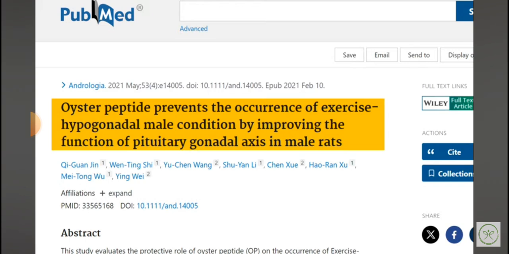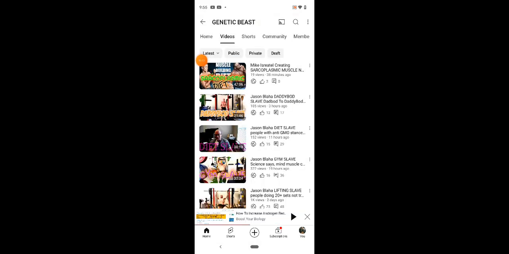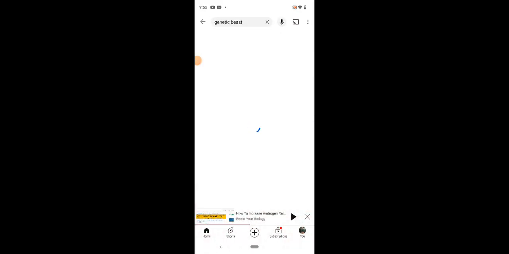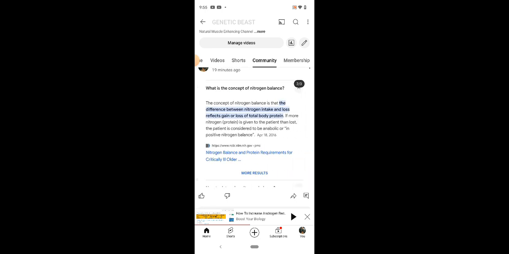oysters, but guess what? If you don't eat enough of them, if protein synthesis does not exceed breakdown, you will not be in a positive nitrogen balance. I can prove everything I say. It's in my community section, bro. I just posted this, and you'll probably understand this. Where are we? This section right here. The concept of nitrogen balance is that the difference between nitrogen intake and loss reflects gain or loss in total body protein. If more nitrogen protein is given to the patient than loss, the patient is considered to be what? Anabolic, or in positive nitrogen balance.